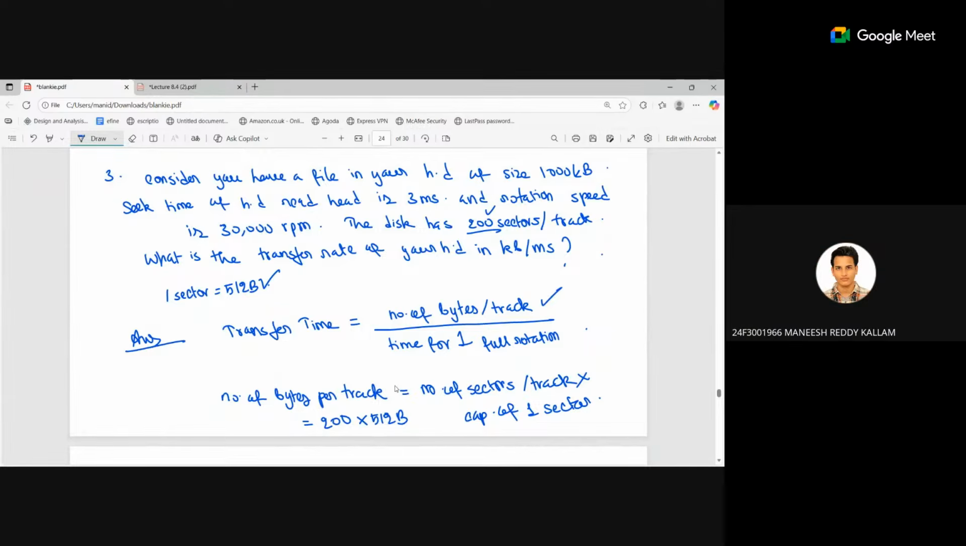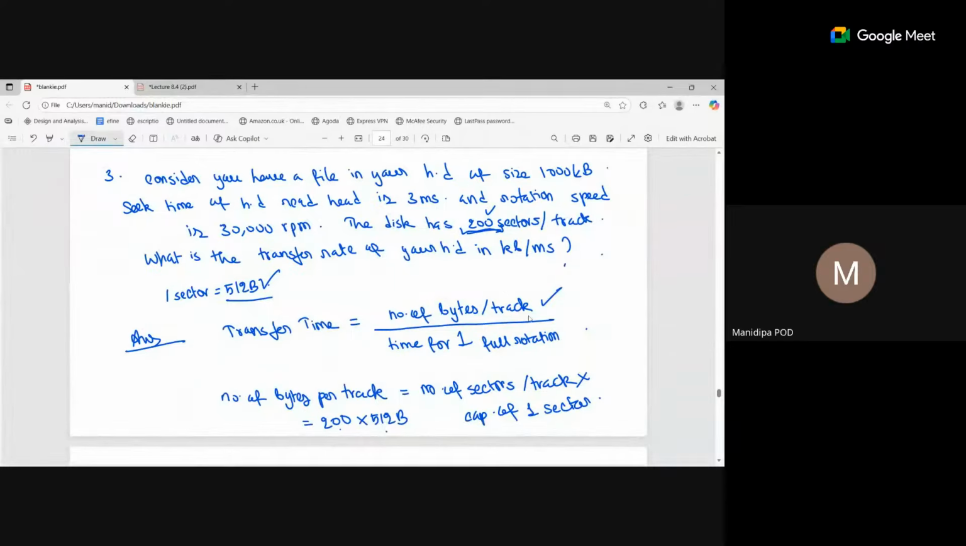Ma'am, once could you repeat this? See, transfer time, what is the first part? We need to find out the number of bytes per track. That is how much memory is stored in one track. Memory in a particular track is stored in the form of sectors. So in one track, how many sectors do I have? In the question it's given, 200 sectors per track. What is the capacity of each sector? 512. So how many bytes per track? 200 into 512.